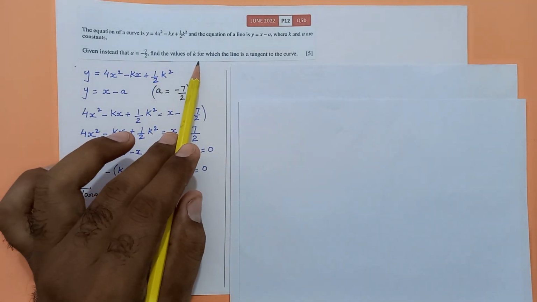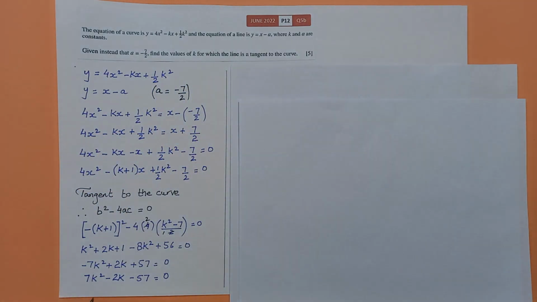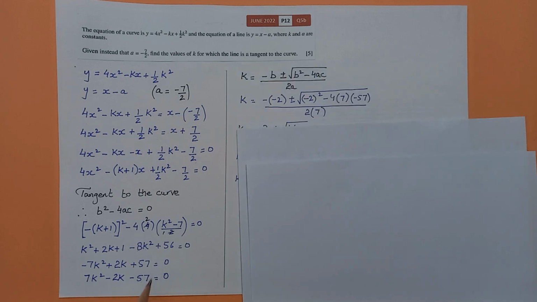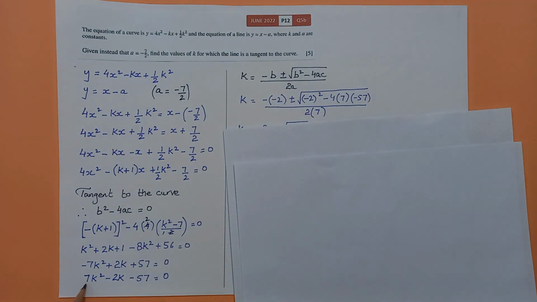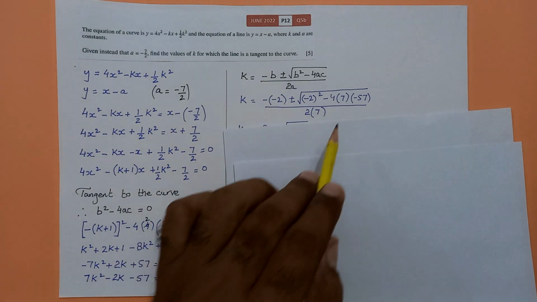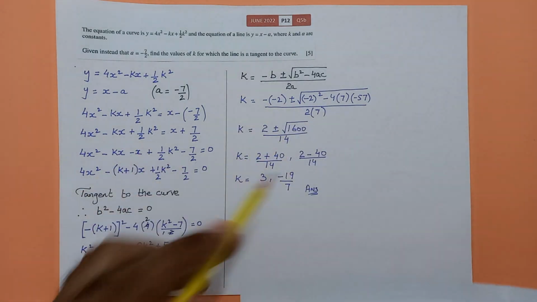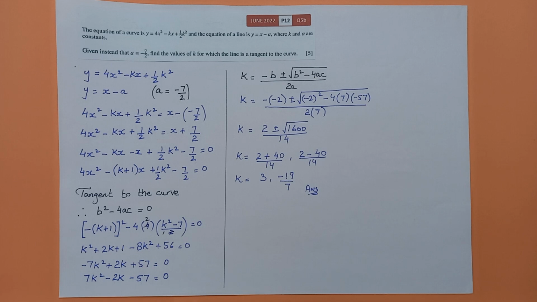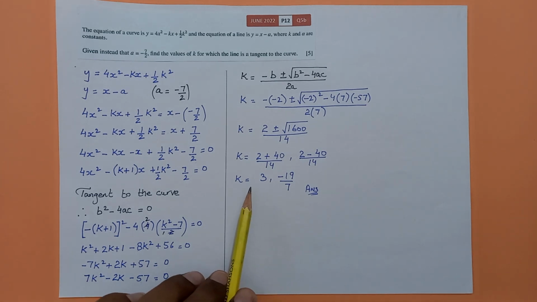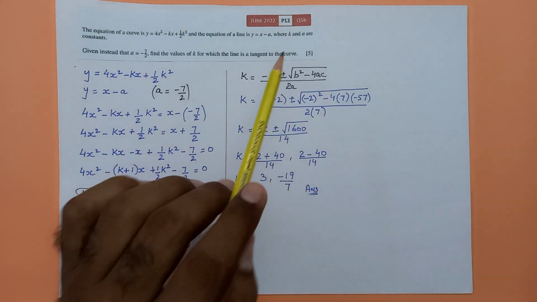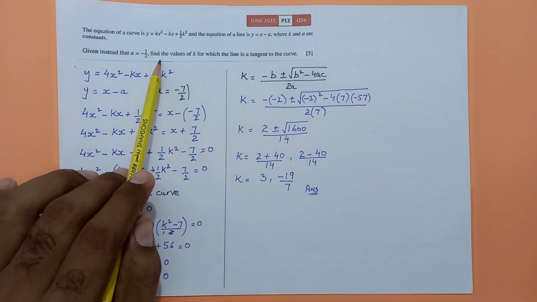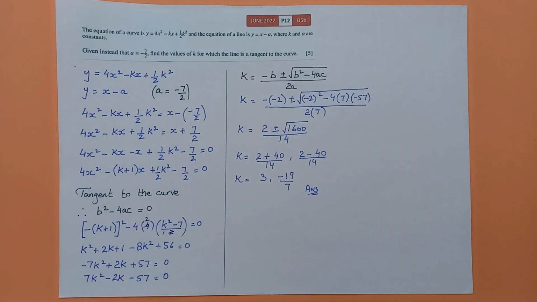Find the values of k. So definitely we have a proper quadratic equation equal to 0. We can use the quadratic formula, place the values of a, b, c over here. The value of a is 7, b is minus 2, c is negative 57. Place it over here. Just simplify it and get the two values of k. As you can see, we have 3 and minus 19 upon 7, which was actually the requirement of the question, where it said to find the values of k, and we are done.